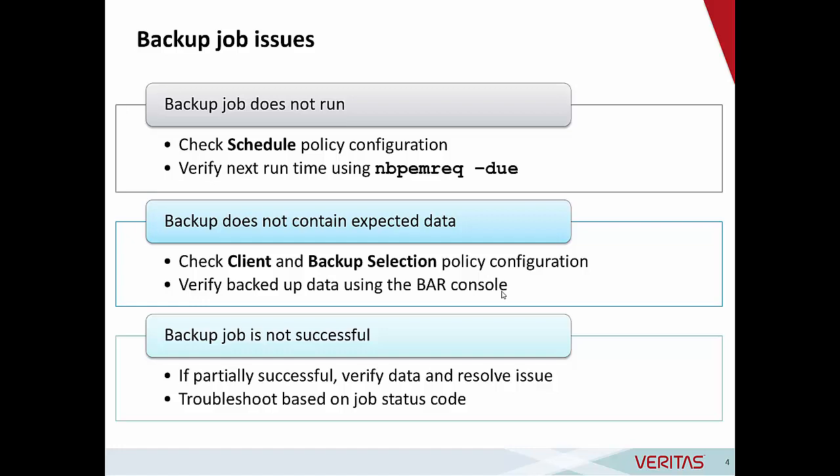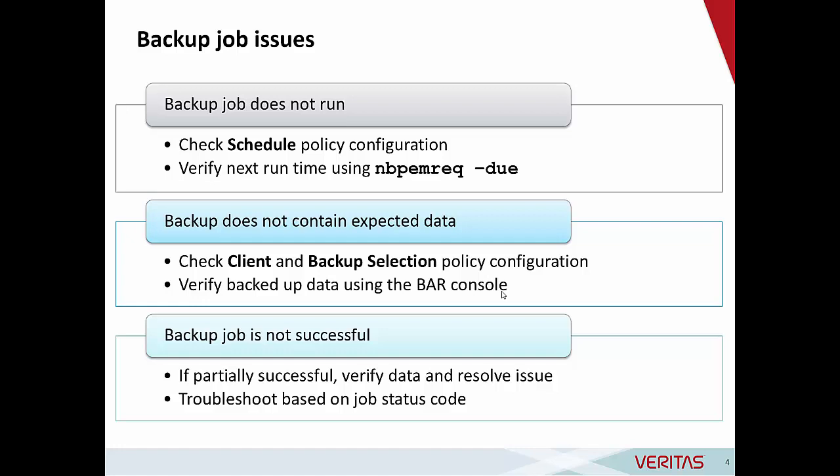Now, if the backup is not containing the expected data, that usually means it's an issue with the backup selections. I'll want to go through and review what's listed there and make sure I've put everything on there correctly, especially if I'm using wildcards. I can use the BAR console as if I was about to do a restore to verify that specific files that are very critical are being backed up.